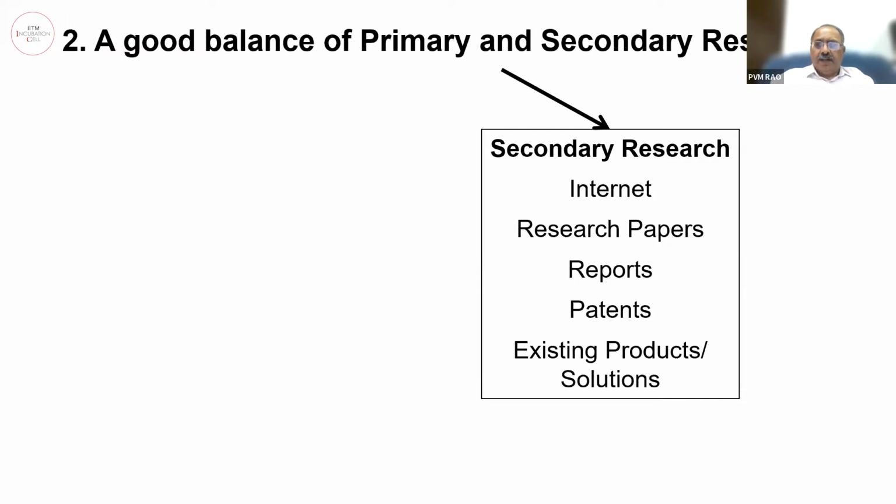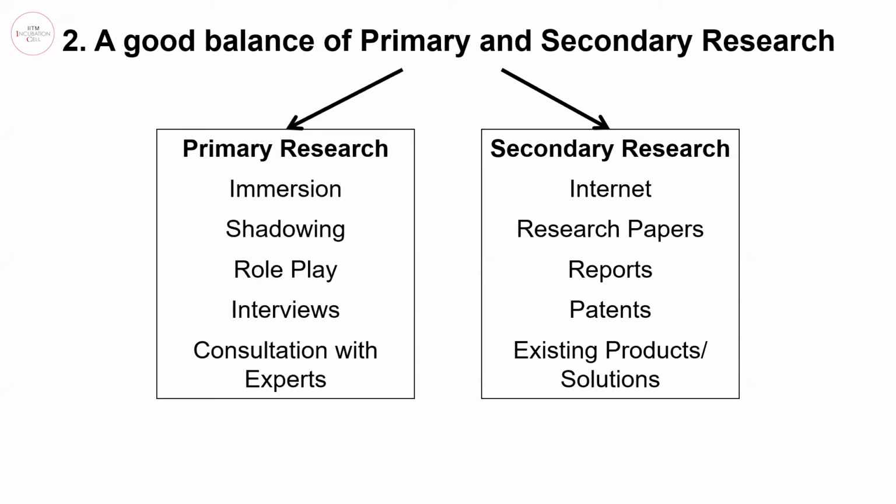But what is more valuable, and sometimes absolutely essential, is to do some primary research. Secondary research basically pertains to looking at research done by someone else and benefiting from that. But primary research says, why can't I gather the data or information or knowledge myself?